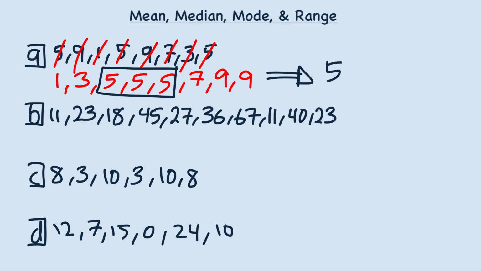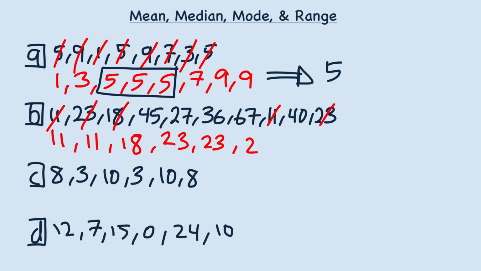Now it's your turn. Try to solve this example, then check your answer. The first thing we have to do is to arrange the numbers from smallest to largest. So first we have 11s, two 11s. Then we have 18. Then 23, 2 times. So 23 with 23. We have also 27. Then 36, 40, then 45, and 67.